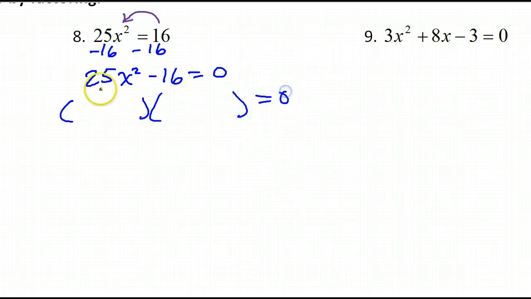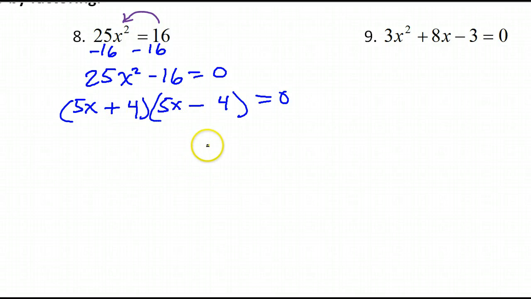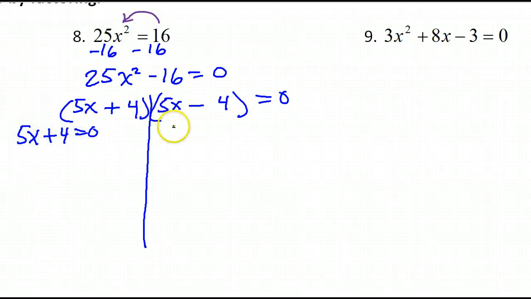Difference of two squares, you split these both down the middle. So this will be 5x and 5x, and 16, that's 4 and 4. So it's 5x plus 4, 5x minus 4. Okay, boom, that's automatic. Now the zero product property, so I'm going to do 5x plus 4 equals 0, and 5x minus 4 equals 0.